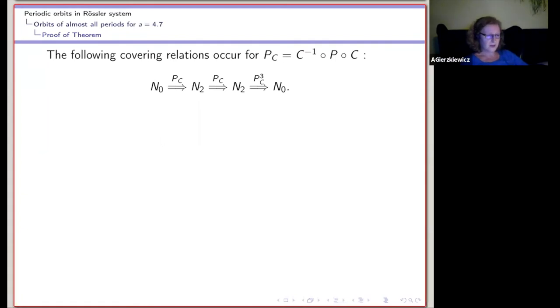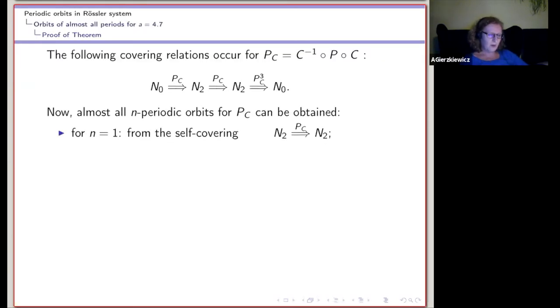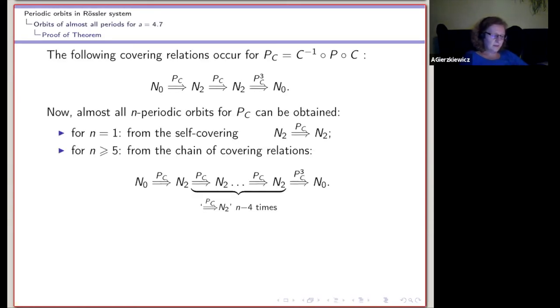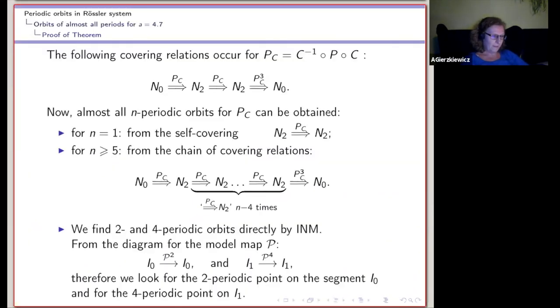If we have the demanded chain of covering relations, then we also obtain almost all periodic orbits. As I said, the stationary point from the self-covering N2 to N2, right? And all periods greater or equal than five are produced similarly as previously. We have to stay in N2 for a suitably long time, okay? And additionally, we should find also a two and four periodic orbit to prove the theorem. We could do that also by covering relations, but we had to find additional ones. But in fact, it can be done easier just by interval Newton method, by hand, let's say.